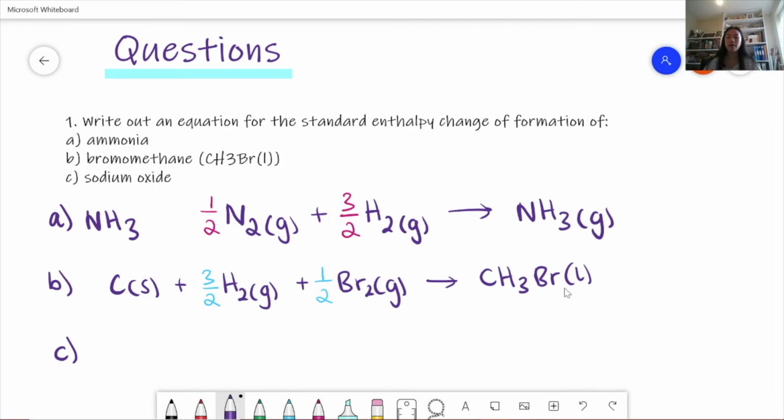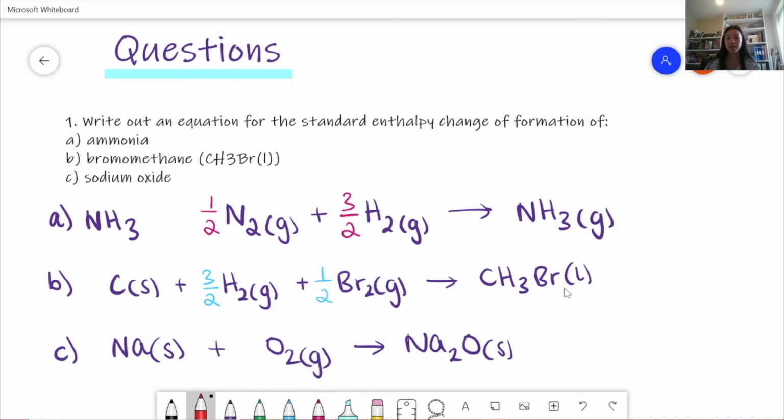For C, we're trying to get the standard enthalpy change of formation of sodium oxide. So sodium oxide is made out of sodium, which is a solid, and also oxygen, which is a gas, and is also a diatomic molecule. And we're forming 1 mole of sodium oxide, which is a solid. So now we balance the equation again. And we see that we've got 2 sodiums on this side, so we must have 2 over here. And we've only got 1 oxygen here, so we must have half an oxygen molecule on the left.